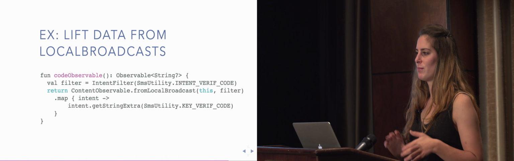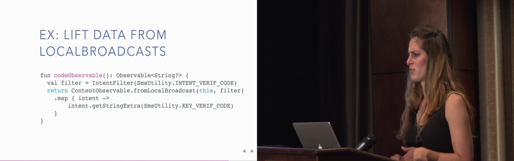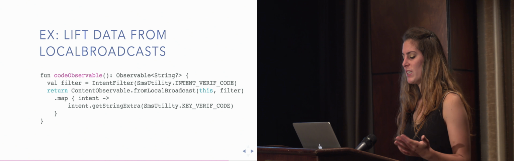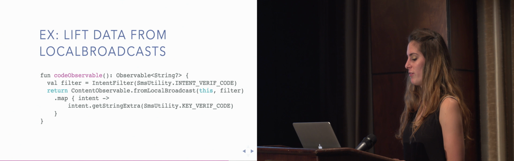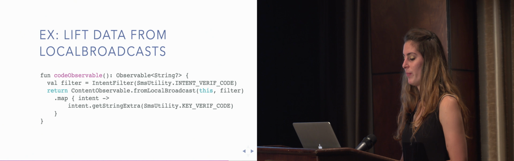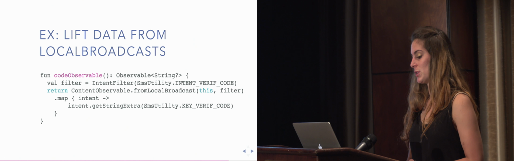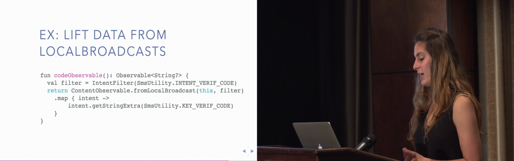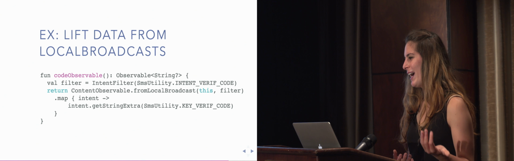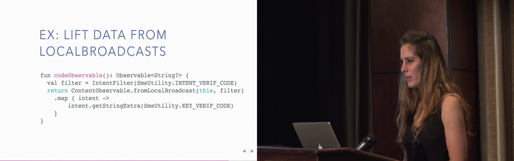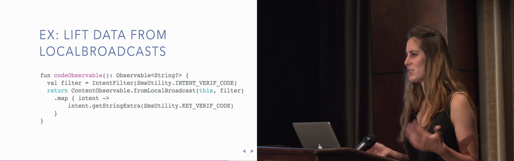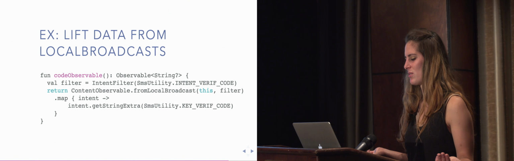But local broadcast can be a little bit clumsy, so let's go ahead and transform that into an observable. So what's happening here is we have the intent filter to get the verification code. And we give that to a content observable.from local broadcast. And then we don't actually need the intent here. That's not what we're interested in. What we really care about is just that verification code so I can make sure it's the right one.